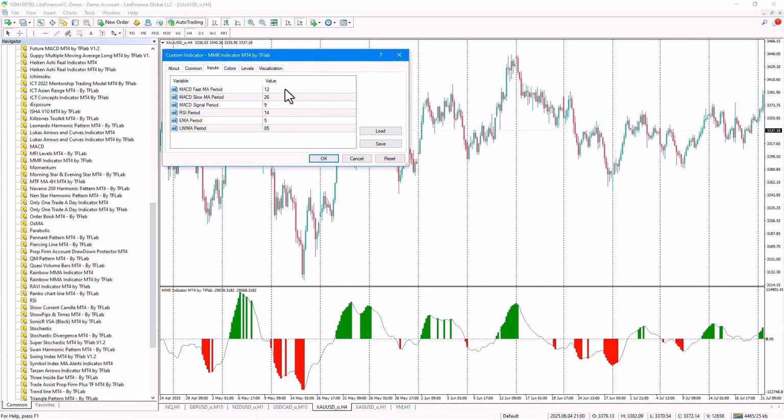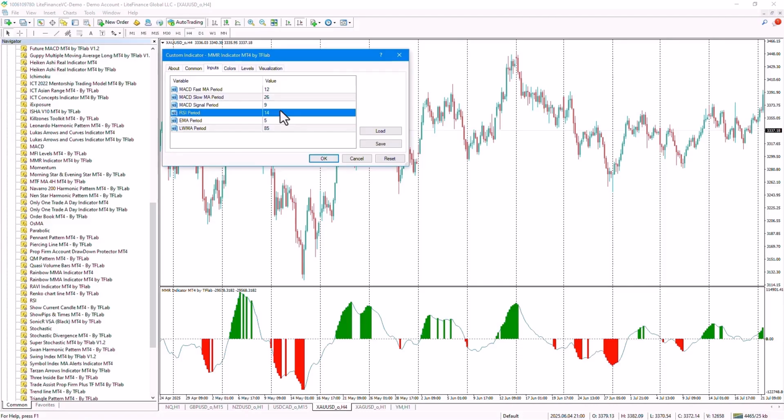In the first input, we can set the calculation period for the MACD fast-moving average. In the second input, we can change the calculation period for the MACD slow-moving average. And in the third input, we can set the calculation period for the MACD signal line here.